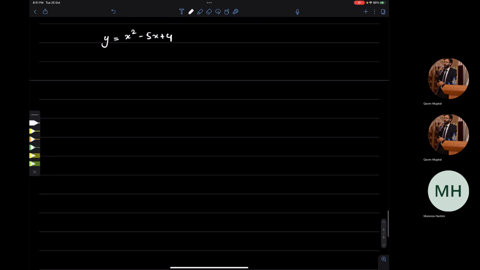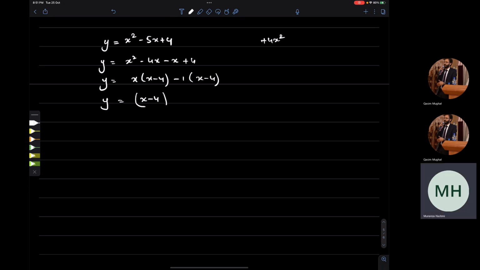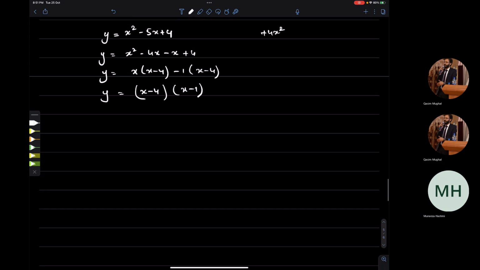Okay, so let's just see if we can factorize it. So 4 times 1 is 4, so we're getting 4x squared, and the sum of the two should give you minus 5. So yeah, minus 4 and minus 1. So it's going to be x squared minus 4x minus x plus 4, y equals x common x minus 4, minus 1 common x minus 4. And then y equals x minus 4 times x minus 1. Now from here I can clearly tell that the x-intercepts are positive 4 and negative 1.